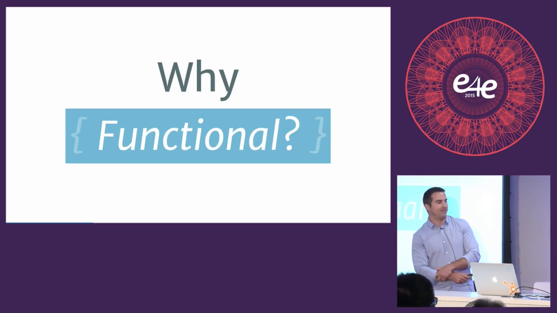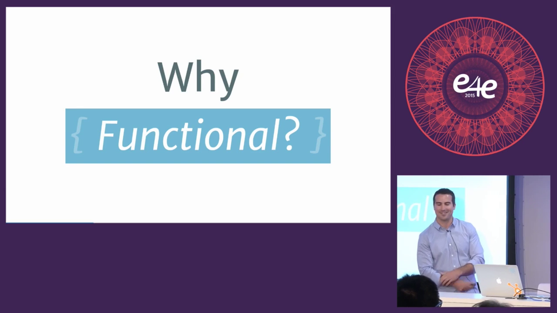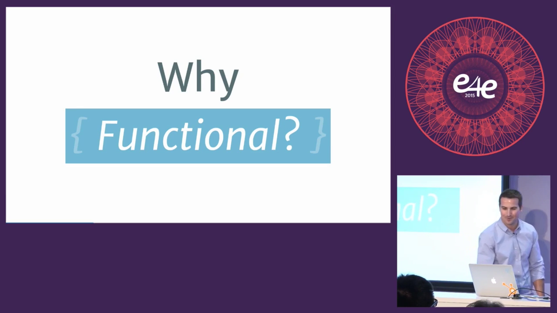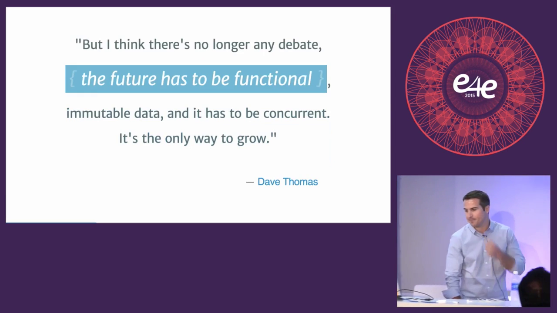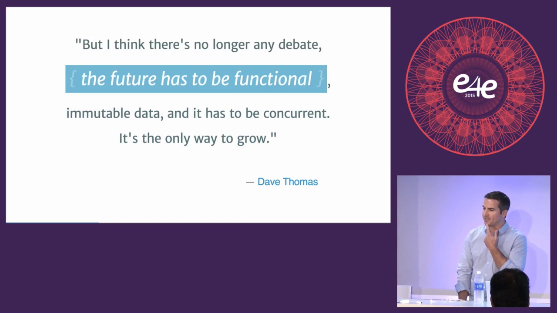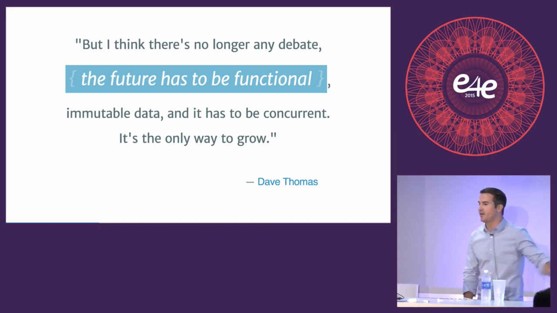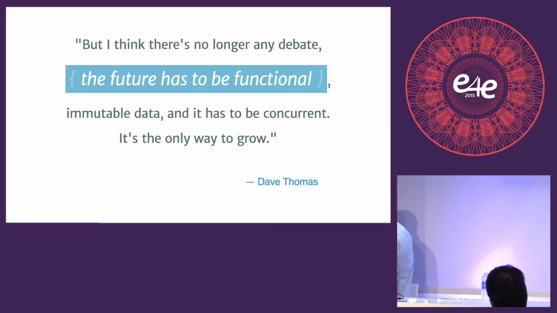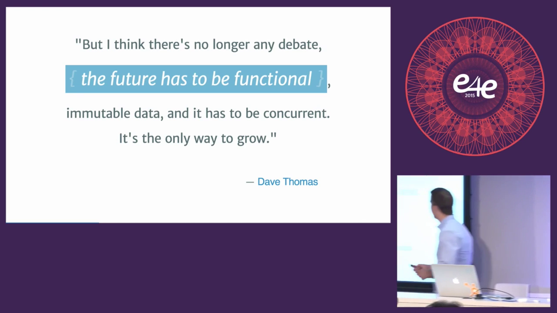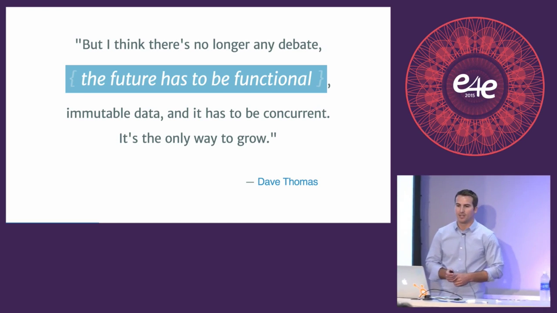So then why bother, right? If it's like this, I just made it sound like this incredibly harsh landscape. So why do we want to do functional anyway? Dave Thomas is a guy that I've sort of looked up to in my career. He wrote The Pragmatic Programmer. And so he says, there's no longer any debate. The future has to be functional. Immutable data, and it has to be concurrent. It's the only way to grow.